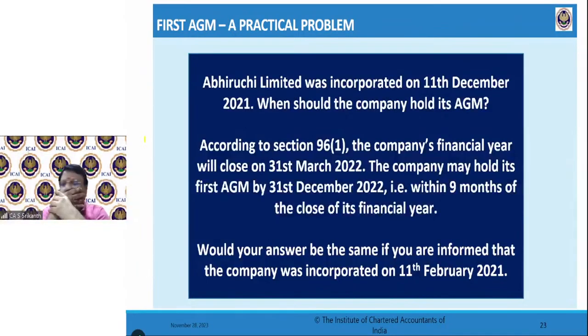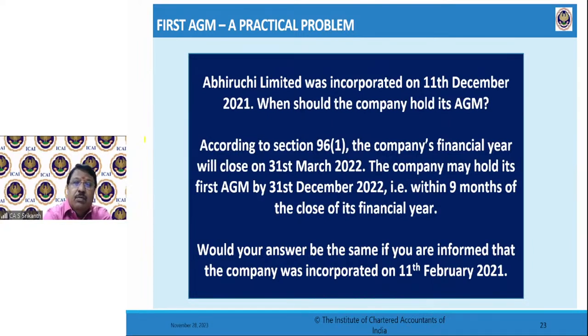So here, very simple question. I'm sure you can easily answer it. Abhiruchi Limited was incorporated on 11th December. When should the company hold its AGM? So if you go by 96.1, it was on 11th December 2021.